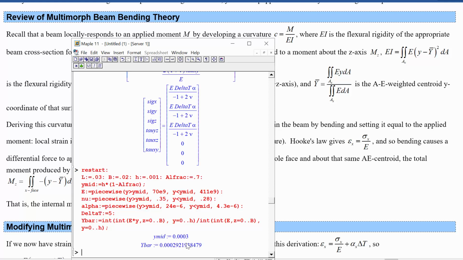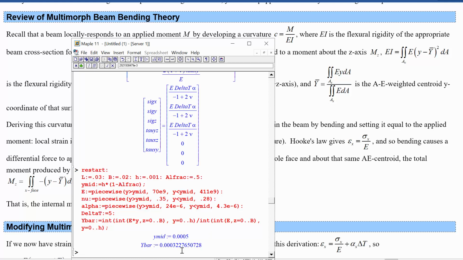And we get Y bar is a little bit lower than the midpoint. This has some physical meaning. We expect it to be lower than the midpoint, although not necessarily by a little bit. This is a bit of a coincidence because we used 70% for the aluminum fraction. If we'd used 50%, it's going to be a lot lower than the midpoint.